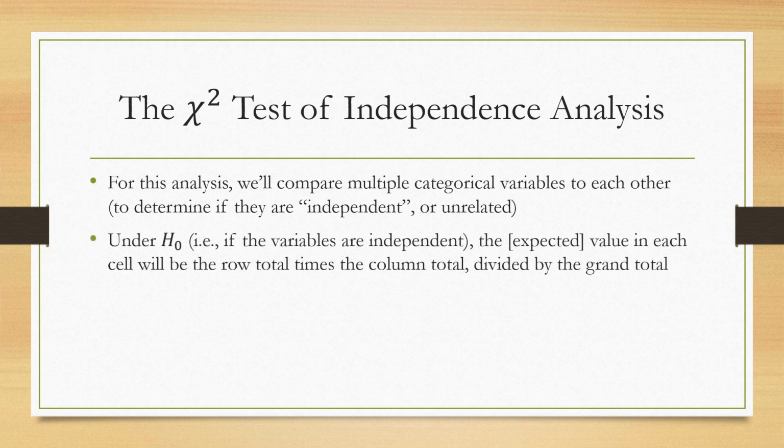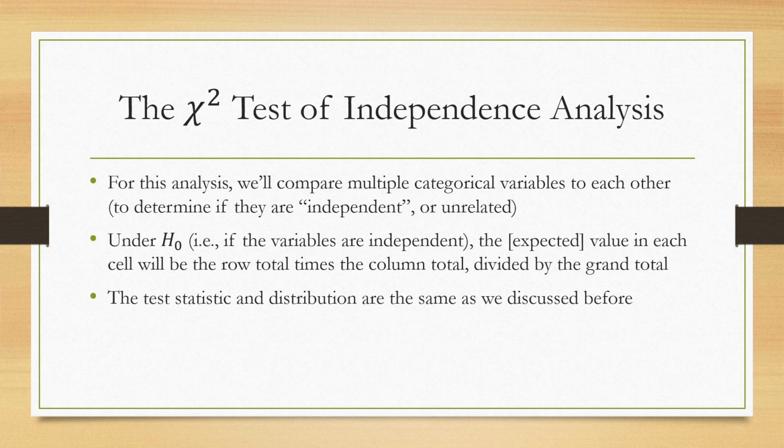Under the null hypothesis, which will be that the variables are independent of one another, the value in each cell is going to be the row total times the column total divided by the grand total. So this is the expected value. And this is how we're going to find, again, we'll have the observed counts. This is how we're going to find the expected counts within each cell.